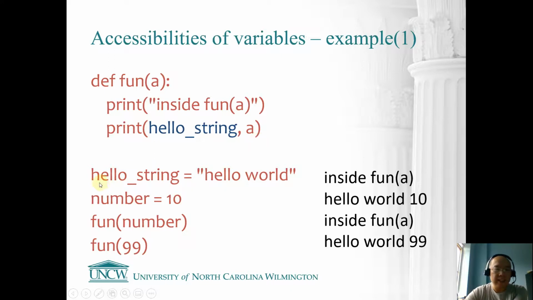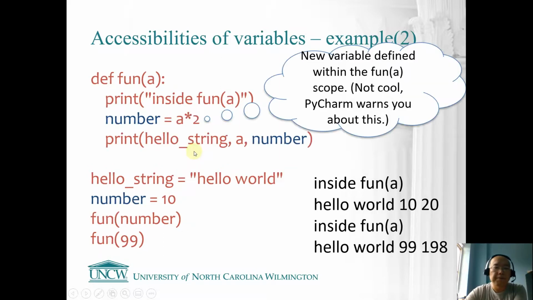Okay, and then I'm defining the hello string outside. This is a global variable name. And then I have a number, and then I'm calling the function with the number, which is 10. I'm making another function call, which is 99. The tricky part is inside this function, I have a global variable name and then a local variable name. Since this global variable name has been defined, this part of the code is okay.